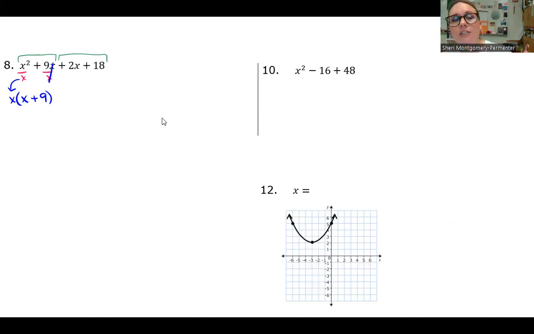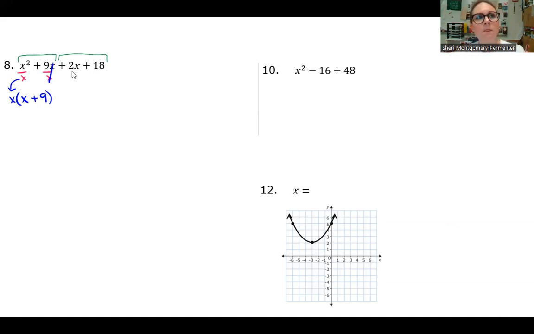Oh, also, we forgot to check our signs. For this one, in my first group, my first term's positive, and then it's positive. For my second group, I have positive and positive. As long as the sign pattern matches, then you don't have to worry about ever factoring out a negative. But sometimes you have positive, negative, and then negative, positive, so they don't match, and you have to factor out a negative. This case, it's good.